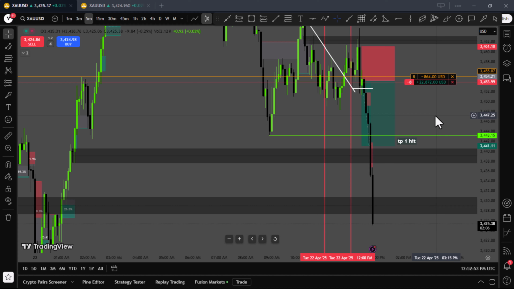It's very simple. But that's just what I wanted to know. I wanted to know how many of you are in this trade currently, because it's a very simple yet very beautiful trade, right?